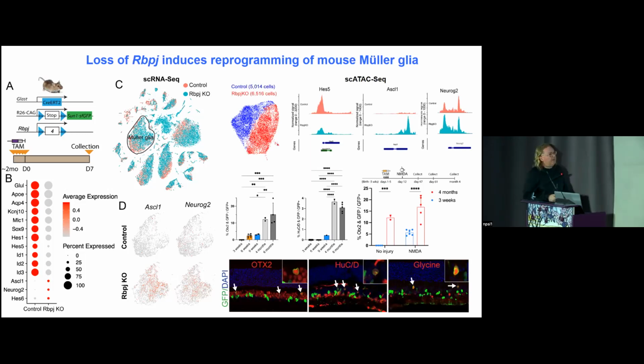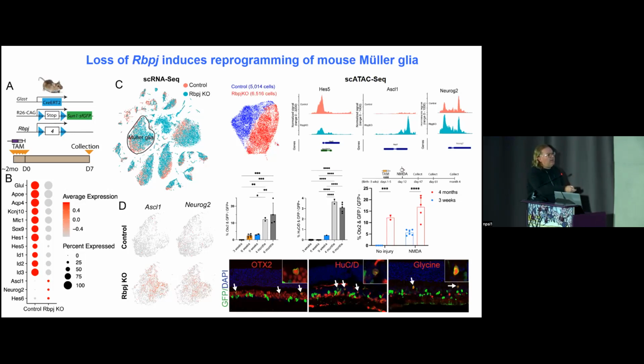So what happens to these cells? Do RBPJ-deficient glia make neurons? They do, and they actually do in the absence of injury. So at 3 weeks in an uninjured retina, we don't see any neurons, but starting at 5 weeks and then rising through to about 4 months, we see a considerable number of glia-derived neurons. About 12% of the Müller glia give rise to OTX2-positive bipolars. About 3% give rise to HuC/D-positive amacrine cells.